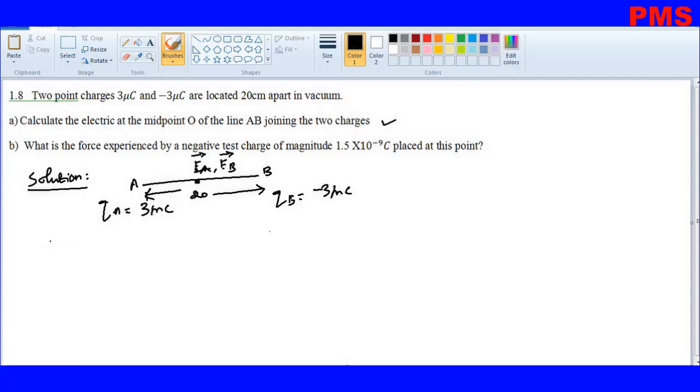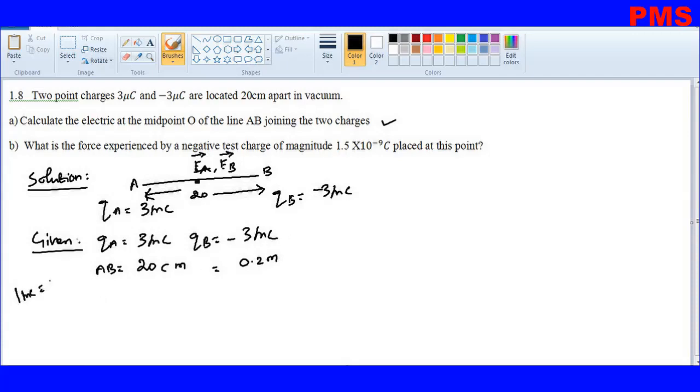So we can write the given data first. What is given in the question? QA equal to 3 microcoulomb, QB equal to minus 3 microcoulomb, and P is a negative charge. The distance between the charges is 20 centimeter. According to the SI system, we have to convert to meter, so we get 0.2 meter. 1 microcoulomb equal to 10 power minus 6 coulomb. So we can write the values.